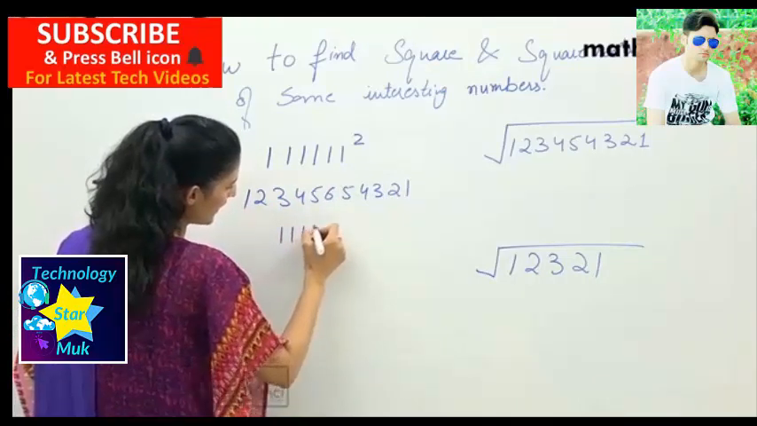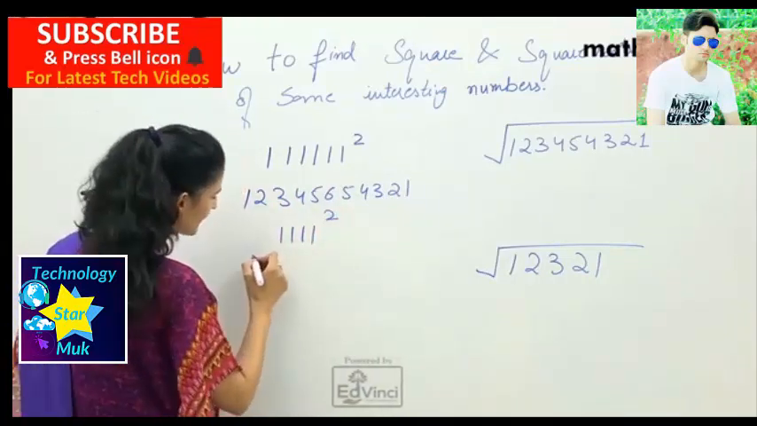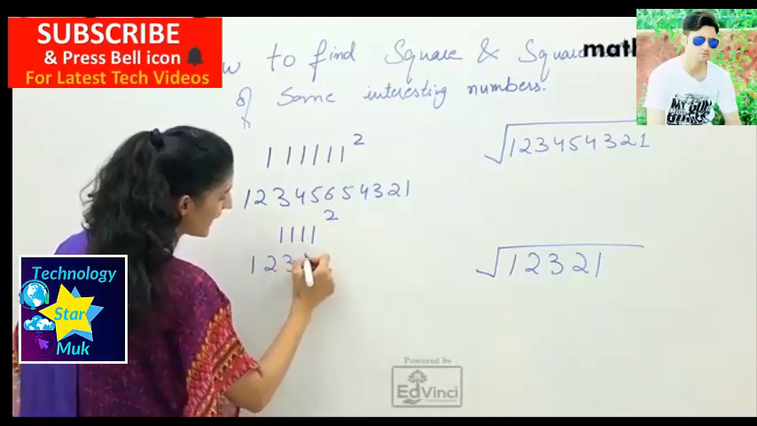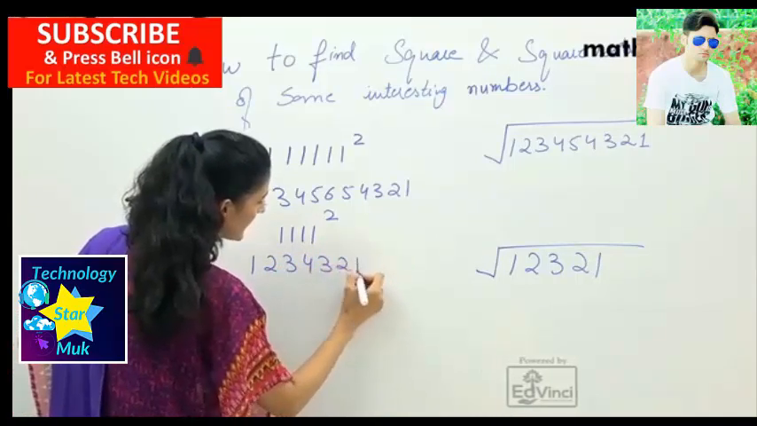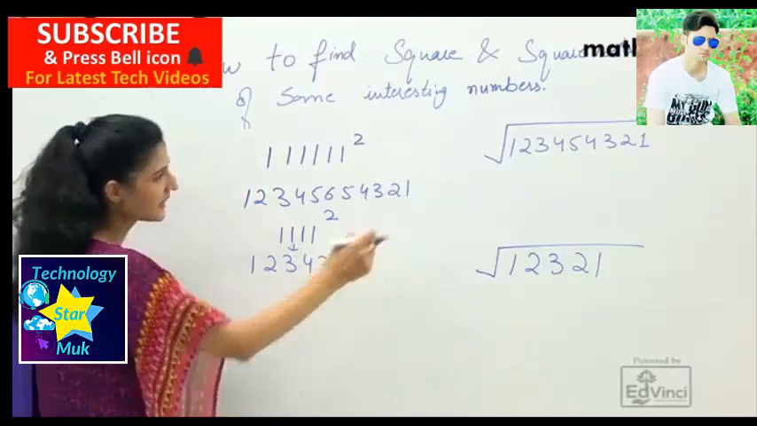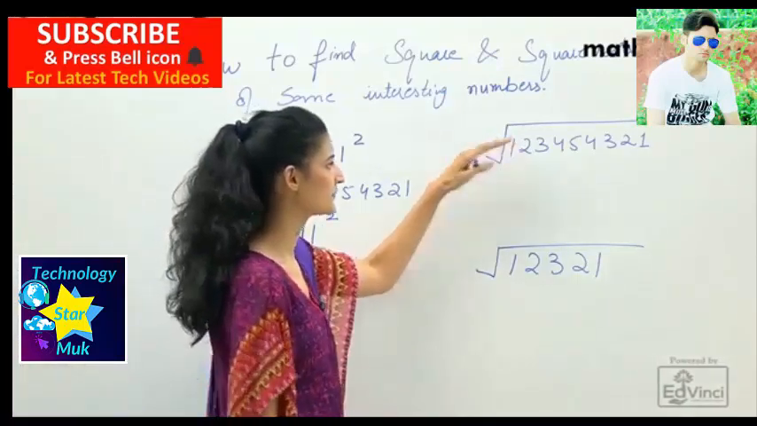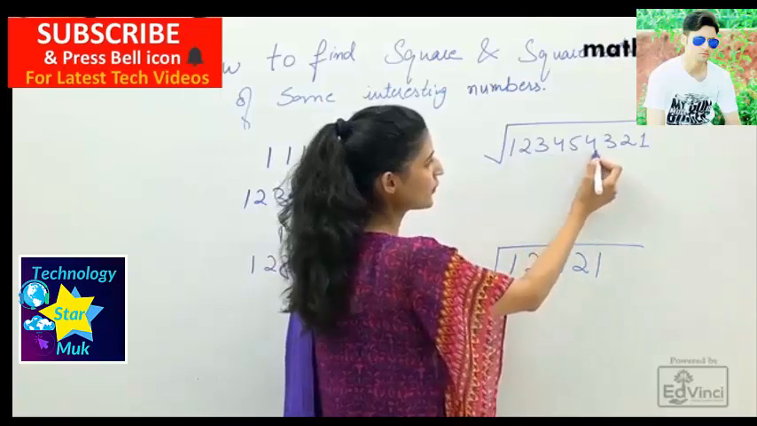Okay, now let's take another example. Let's say 1, 1, 1, 1 square. So we have 4 ones. So we'll start from 1, 2, 3 and we'll go till 4 and then we'll start descending. So the answer is 1, 2, 3, 4, 3, 2, 1. So now let's take this example. So it's again very simple, like 1, 2, 3, 4, 5, 4, 3, 2, 1.